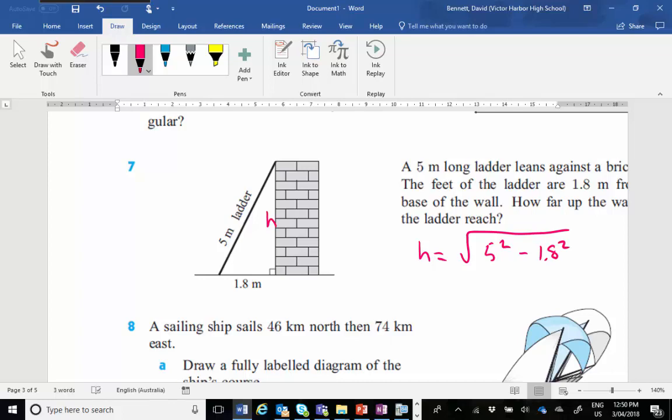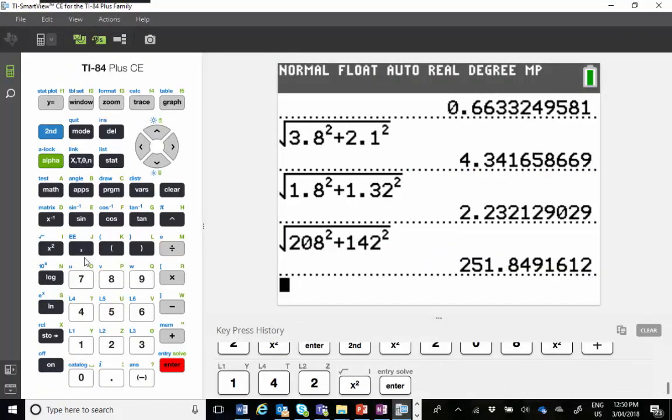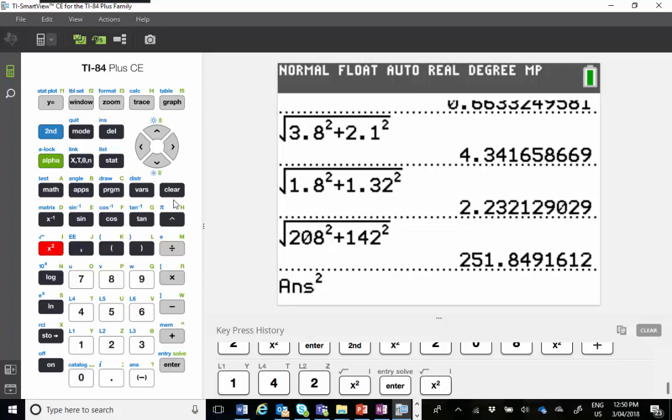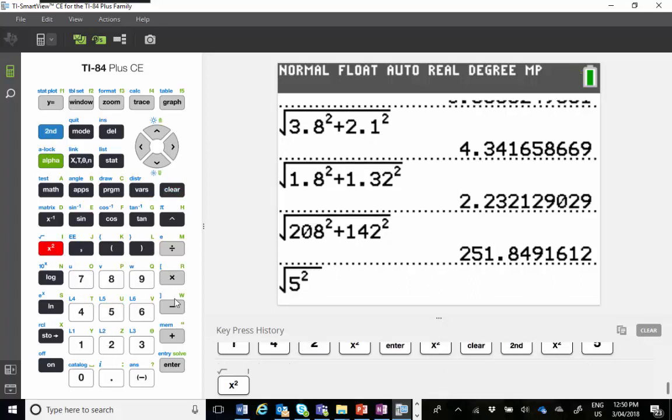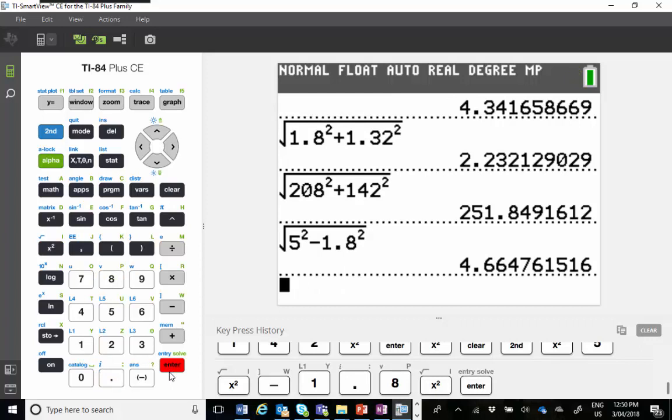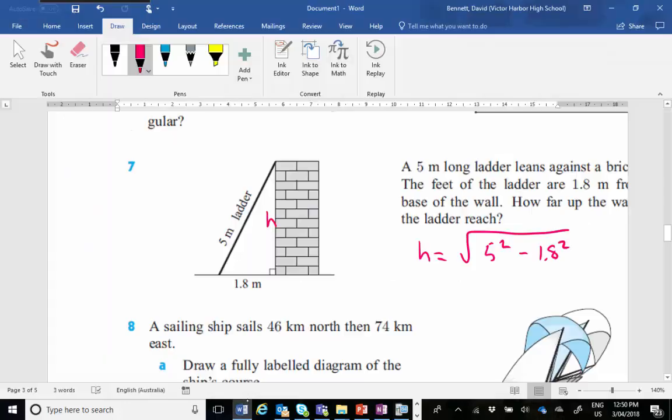So therefore we go to our calculator. It's going to be 5 squared take away 1.8 squared, and that's going to tell me it's a distance of 4.66 metres up the wall. So that's equal to 4.66 metres up the wall.